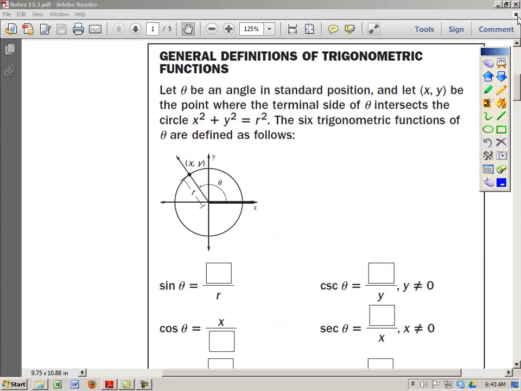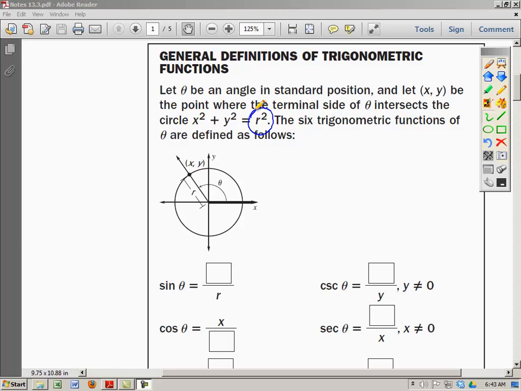So let's take a look at some general definitions of trigonometric functions. First of all, if you have any circle, let theta be an angle in standard position and let (x, y) be a point where the terminal side of theta intersects the circle x squared plus y squared equals r squared. Notice that this is for any radius. The radius can be anything we want it to be. It does not just have to be 1. That's the unit circle, which we'll get to in about a page here in this lesson.